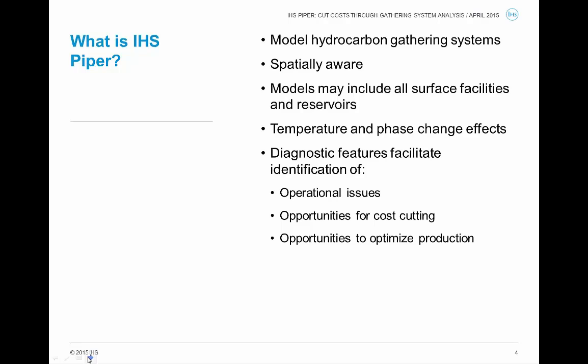Pressure loss calculations include both frictional and hydrostatic components and factor in temperature and phase change effects if those options are selected. There are many diagnostic maps in IHS Piper that facilitate identification of operational issues like liquid holdup or hot taps, opportunities to cut costs, and opportunities to optimize production.